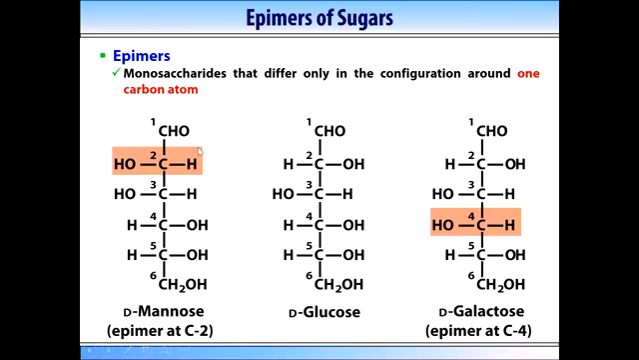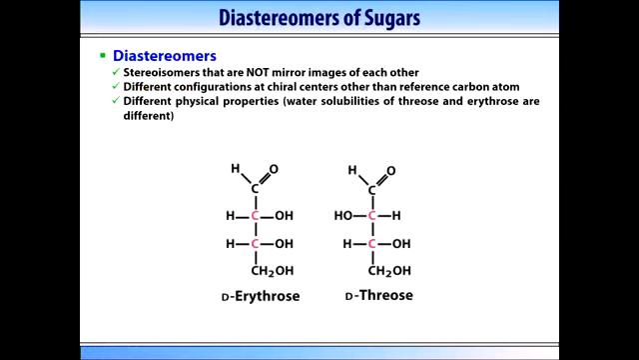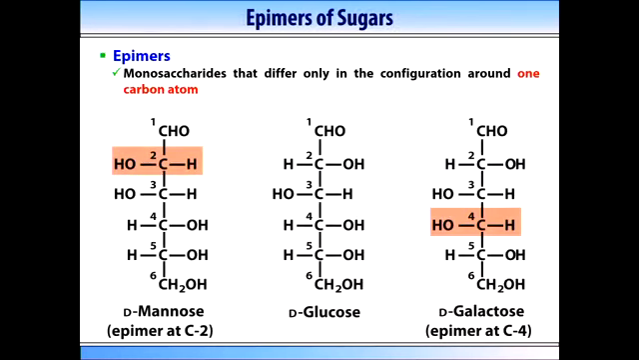Again, what's the difference between diastereomers and epimers? Epimers are a subversion of the diastereomers when we talk only about one particular difference at one particular carbon atom. So basically, all epimers are by default diastereomers, but not all diastereomers are epimers, not necessarily.